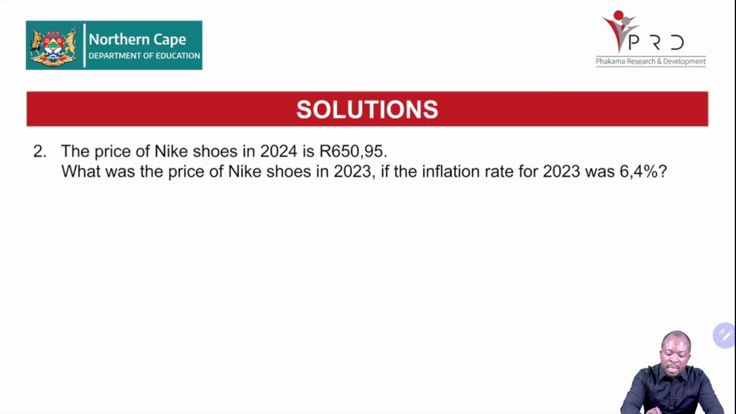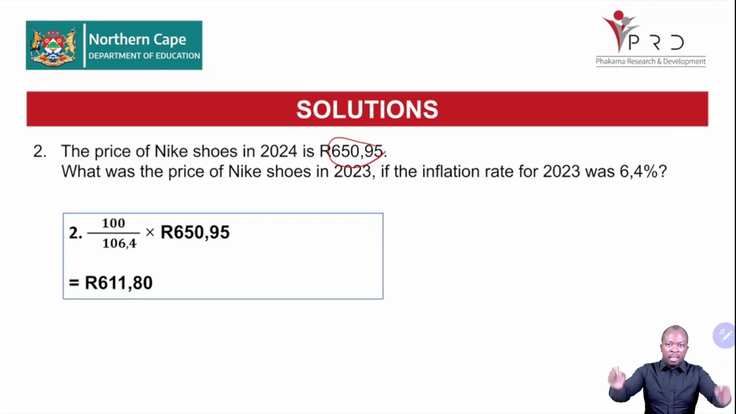Then remember, the price currently is costing 650. So it means that the previous price must be less than that. And how do we do that? It's like we are finding the original. So what you have over each percentage times 100. What do I have? 650. Its percentage is 106.4. Just like the way you will be dividing by 115%. Are we together? So it's going to be 100 over 106.4 times 650.